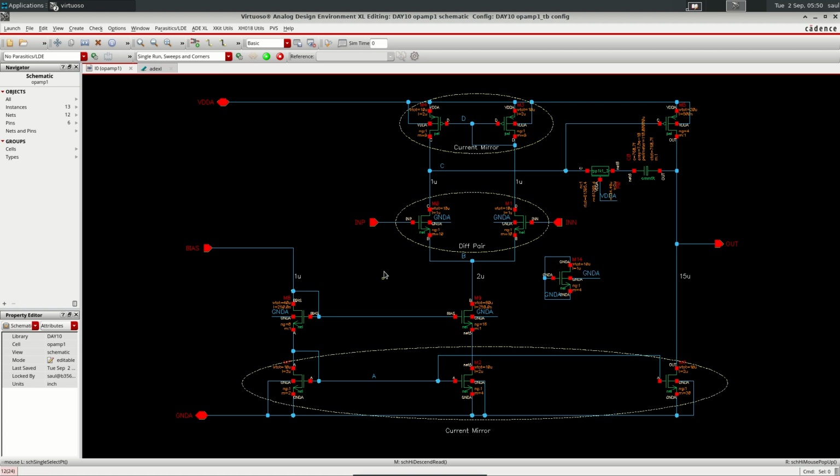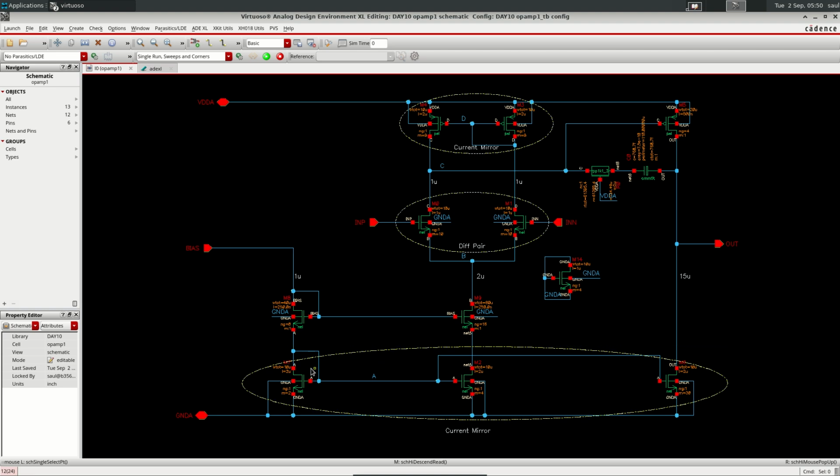First and most important is the input differential pair. This has to be very well matched. So it is a differential pair here. We have the PMOS current mirror that is working as an active load here. It has to be also matched. It's a current mirror, and then we have the current mirror here down.